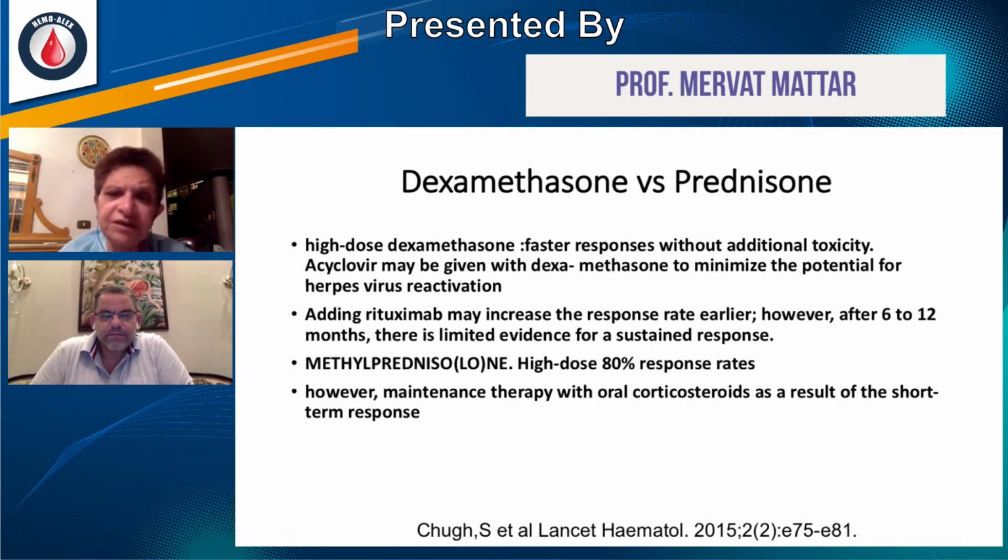Now, as Dr. Walid Ghanima has just mentioned, when choosing between dexamethasone and prednisone, high-dose dexamethasone can give faster responses without additional toxicity, but you have to use acyclovir to minimize the potential of herpes virus reactivation. High-dose dexamethasone in Egypt is usually given intravenously. You can use it orally, but it probably gives very bad GI side effects, so some patients cannot tolerate the oral high dose. Adding rituximab to dexamethasone can be considered, but it is not usual.